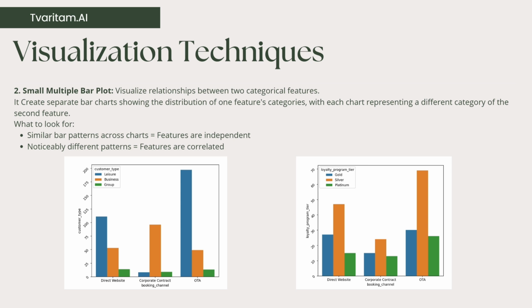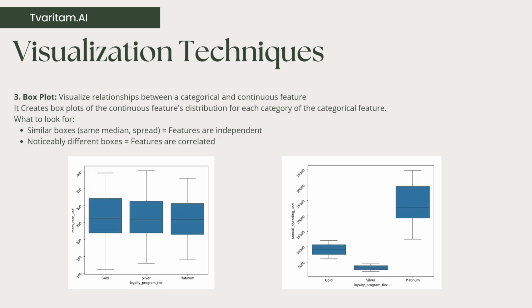Now in the box plot, we try to analyze the relationship between a categorical feature and a continuous feature. For example, consider loyalty program tier, gold, silver and platinum, as the categorical variable and the room rate or the annual spending as the continuous variable. Now, the distribution of room rate across the tiers looks similar. The loyalty tier may not strongly influence the price that you are getting. But if you see the right graph, annual spending, platinum users are spending a lot more money in total. That can also mean that there are more platinum users.